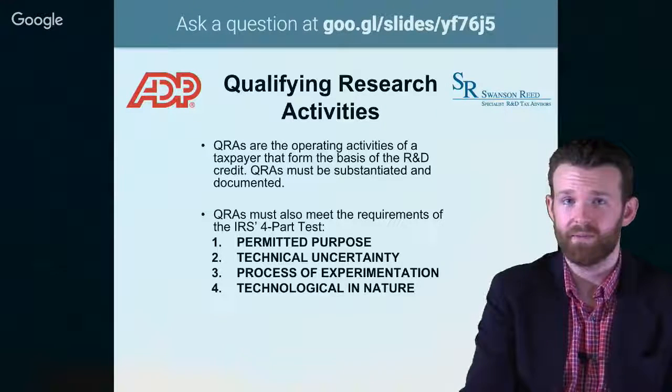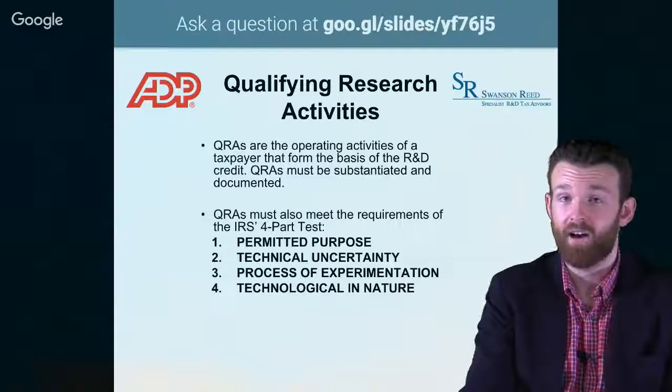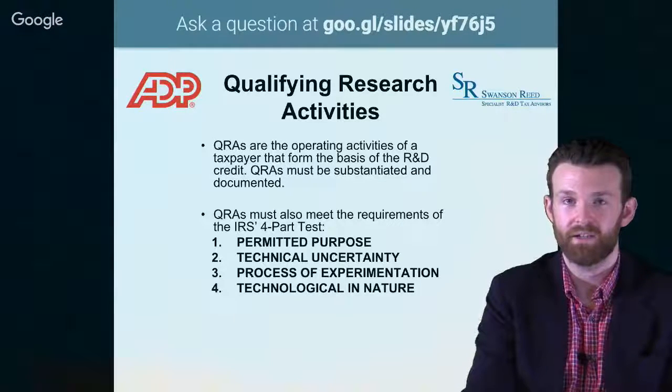Now, there's a common misconception among the general public that you need to be a large company with full-fledged R&D departments to qualify for the R&D tax credit. On the contrary, to be considered R&D from the perspective of the IRS, your project or projects simply have to meet the four-part test. No matter how big or small your company, no matter the size or structure, if you satisfy all requirements of the four-part test, you could be eligible for the R&D tax credit. The four parts of the test are permitted purpose, technical uncertainty, process of experimentation, and technological in nature.